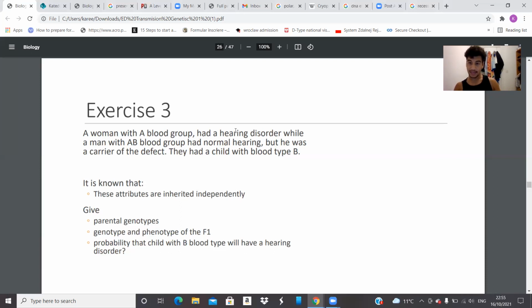And then it asks about the probability that the child with blood type B will have a hearing disorder. Now, here's the part that I told you to bear with me on. The woman has a hearing disorder, but the man is a carrier. What does carrier mean? Carrier means that he is heterozygous.